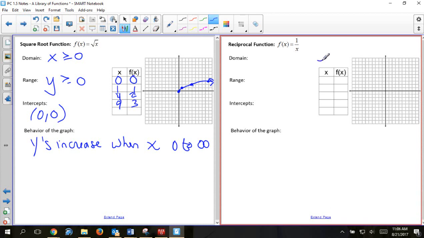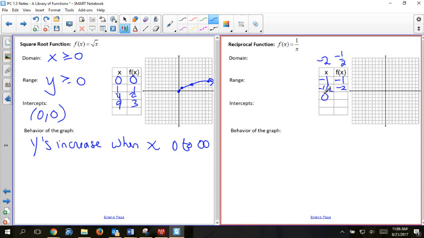And I'm going to start with -2. Can I take the reciprocal of -2? What is that? -1/2. And then -1 I can take the reciprocal of. If I flip -1, it's still -1. The next one I'm going to do is -1/2. Just picked an easy fraction that I can take the reciprocal of and I can still graph. What's the reciprocal of -1/2? -2.